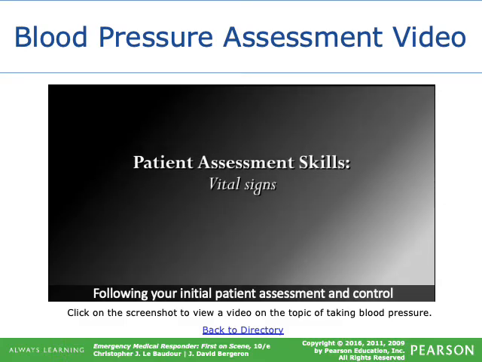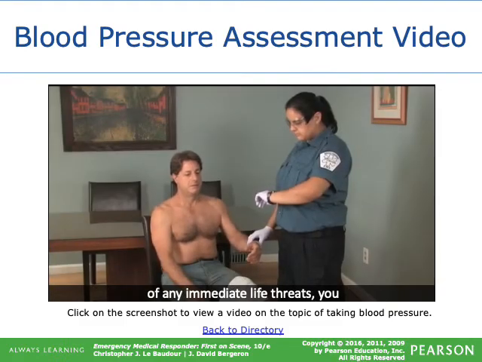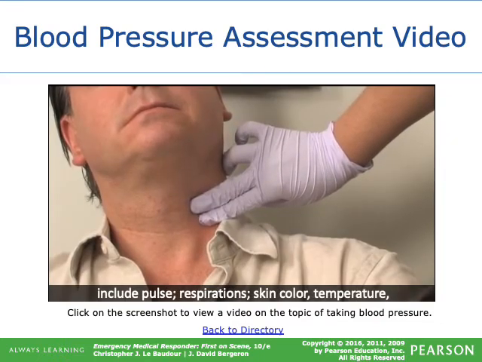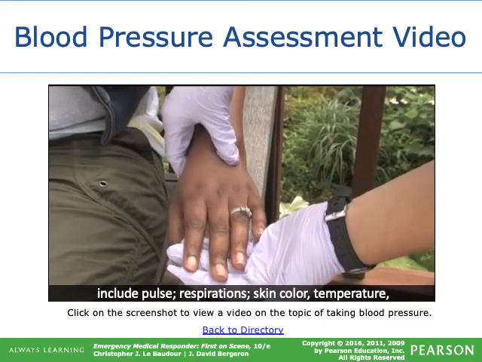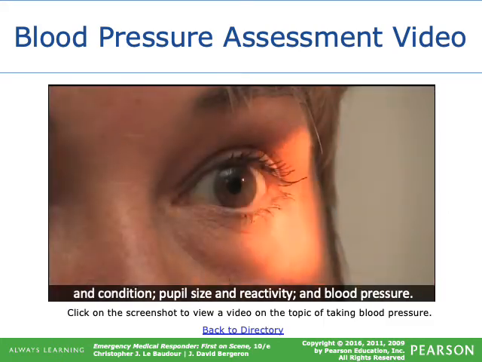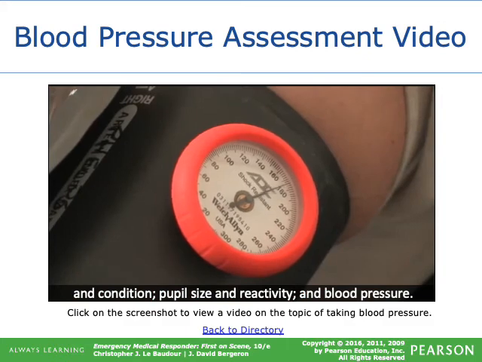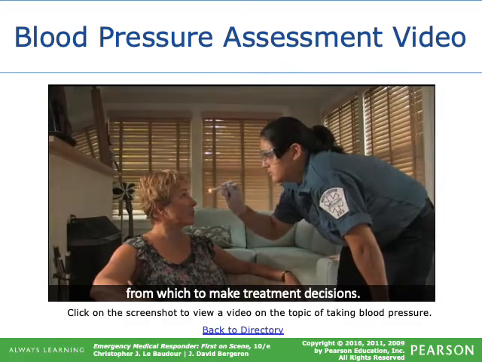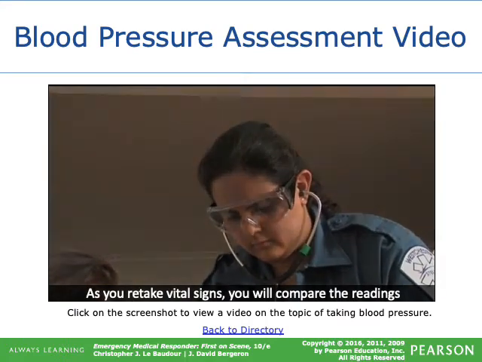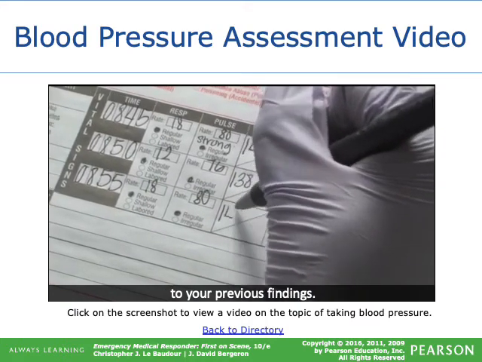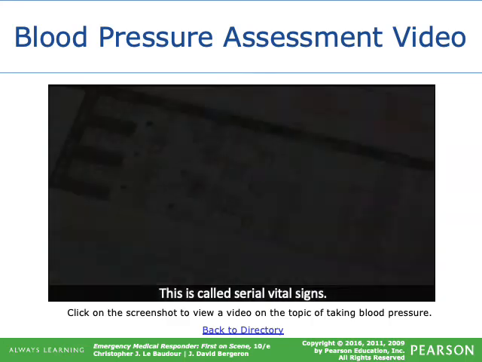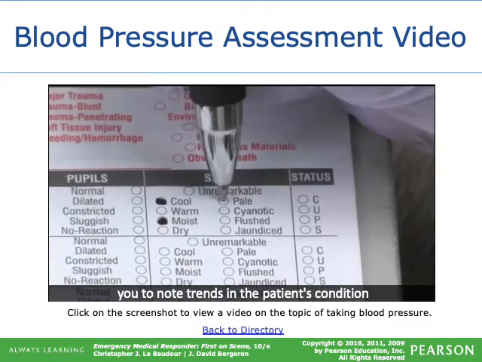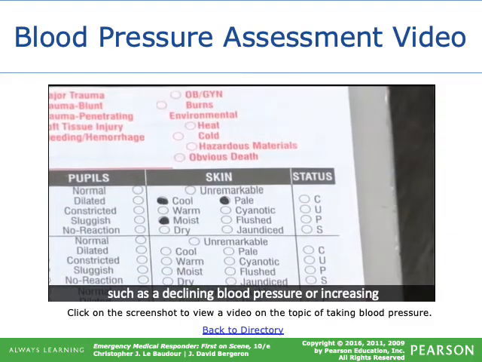Following your initial patient assessment and control of any immediate life threats, you should obtain a baseline set of vital signs, which include pulse, respirations, skin color, temperature and condition, pupil size and reactivity, and blood pressure. The baseline set of vitals gives you a beginning place from which to make treatment decisions. As you retake vital signs, you will compare the readings to your previous findings. This is called serial vital signs. Serial vital sign assessment allows you to note trends in the patient's condition, such as a declining blood pressure or increasing respiratory rate.